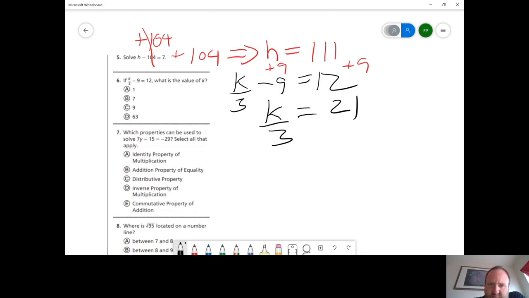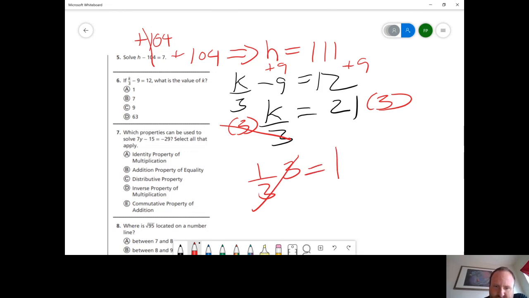And now we can get rid of the 3 and multiply both sides by 3. Those wipe out, because if you have 1/3 times 3, it's just going to equal 1. So going back to this, k equals 21 times 3. 20 times 3, that's 2 times 3 with a 0 in front of it, so that's 60. And then 1 times 3 is 3, so k equals 63.